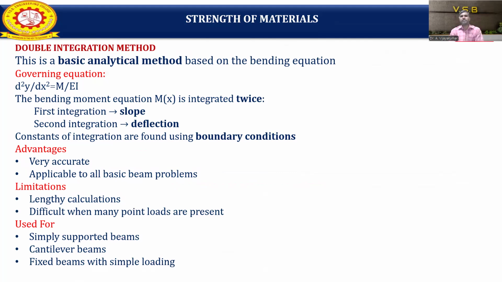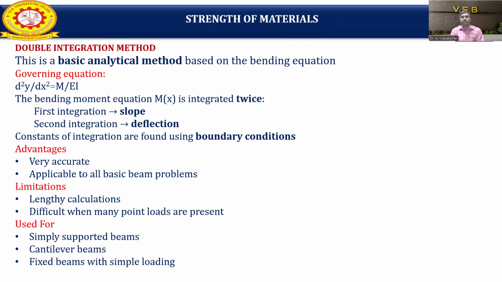So what is the generally governing equation? d²y/dx² equals M divided by EI, that is, bending moment divided by Young's modulus times moment of inertia. Once we have the bending moment M(x), we need to integrate it twice. The first integration gives the slope, and the second integration gives the deflection. For this we have different types of boundary conditions, and using these boundary conditions to find the integration constants, we can find the slope and deflections.